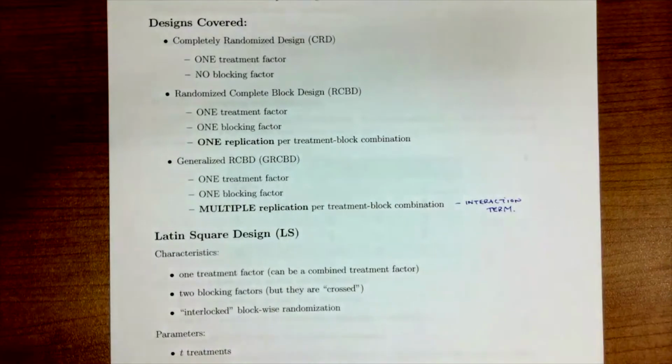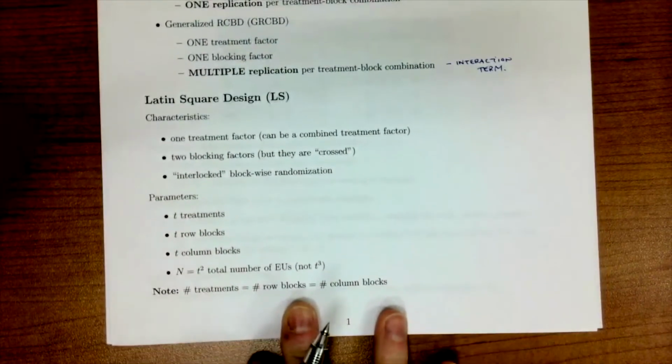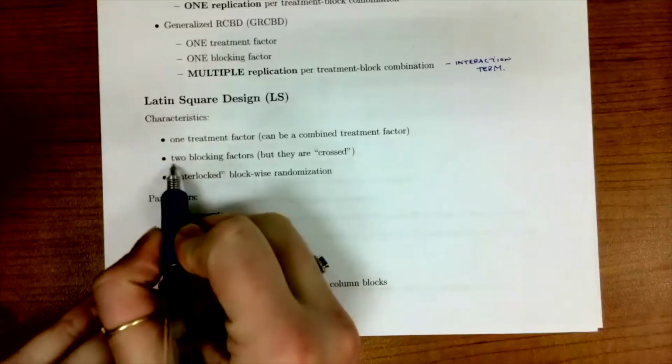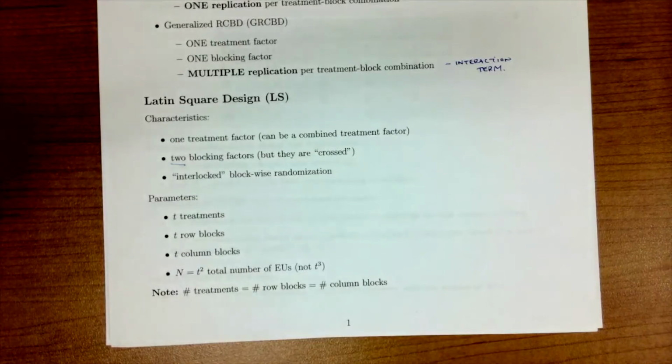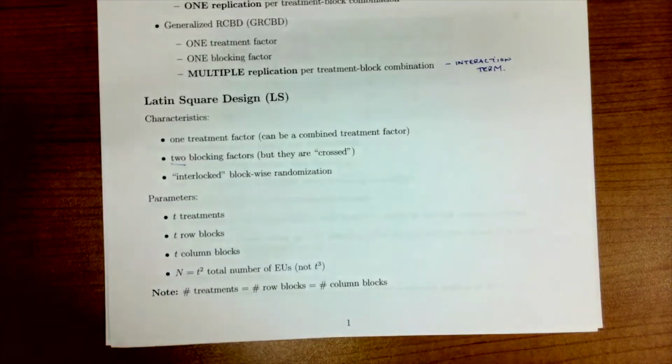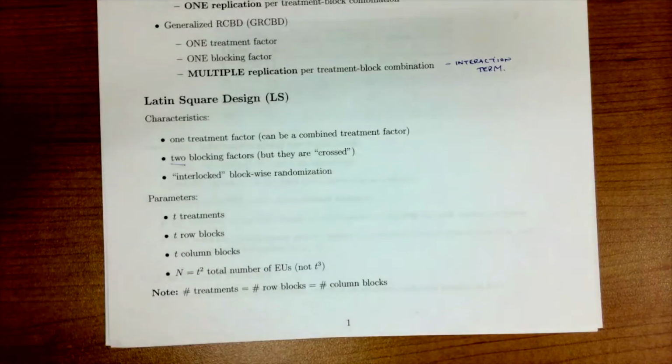And we talked about that in our last videos last week. Now we're going to start talking about the Latin square design, which has one treatment factor, just like our other designs, but now we're going to have two blocking factors that are crossed. This is a special design that's not going to fit every situation, but if you can do a Latin square design, it's really, really good because it's going to help us not waste resources. I'll talk more about that a little bit later in this section.